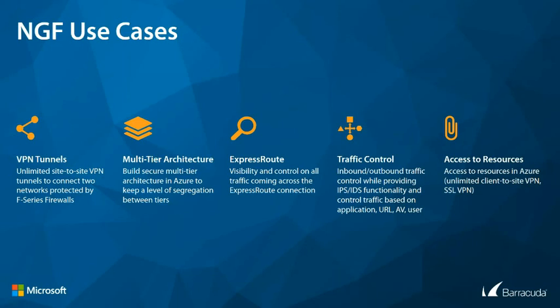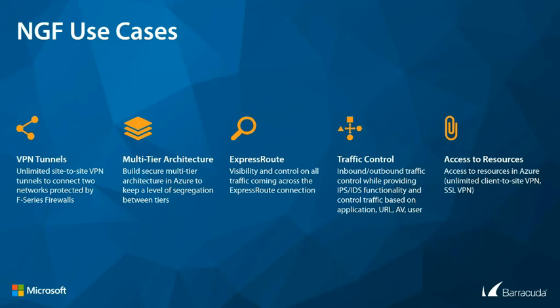And then traffic control. So once you've got the multi-tier architecture in place, once you've got those VPN tunnels, you can control the traffic that your users access. So you have the ability there to make decisions based on user, based on website. And lastly, access to resources. So think client site here, getting your remote users, your road warriors access into their systems via their mobile phones, via their laptops, via their PCs and iPads.